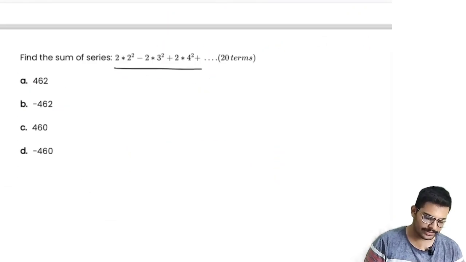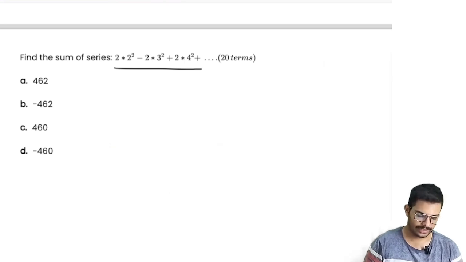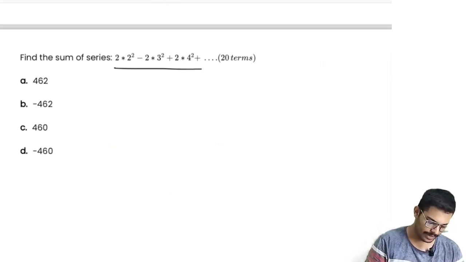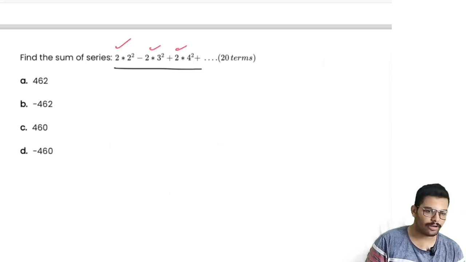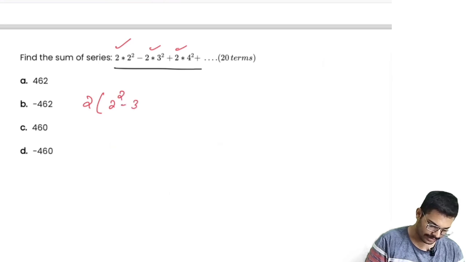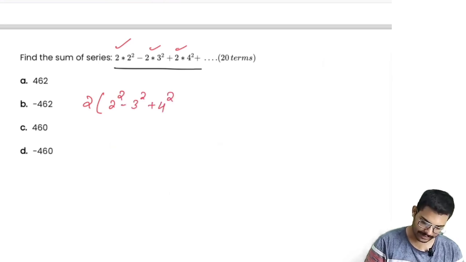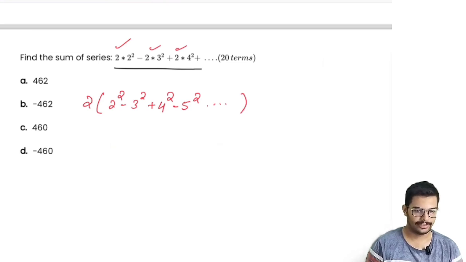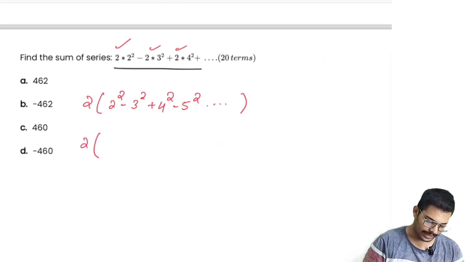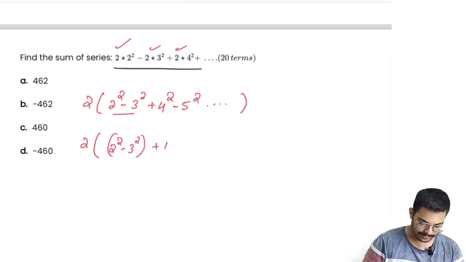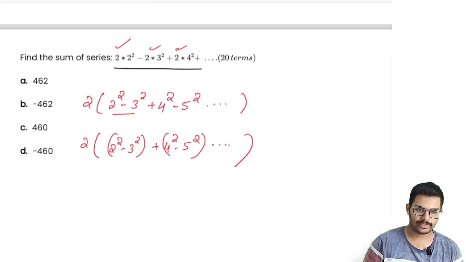Find the sum of this series, which contains 20 terms. Now what I am doing, I have observed that in all terms there is a 2 common, so I am taking 2 common. If I take 2 common, it will be 2 square minus 3 square plus 4 square, next minus 5 square, etc. It will go on till the 20th term. I can group these terms as 2 into 2 square minus 3 square plus 4 square minus 5 square, etc. There are 20 terms.